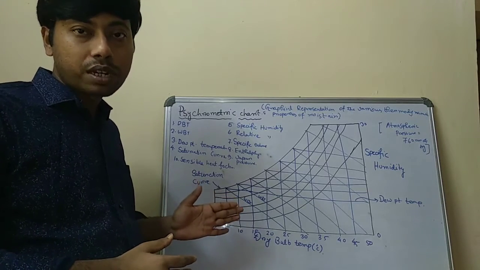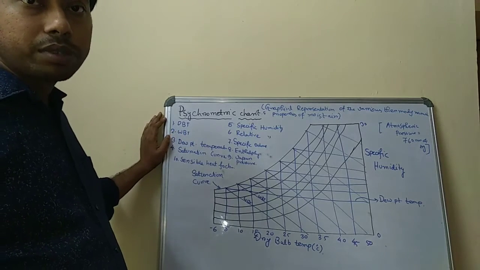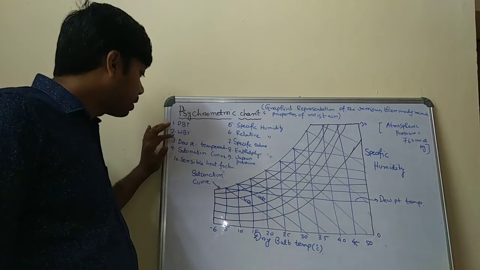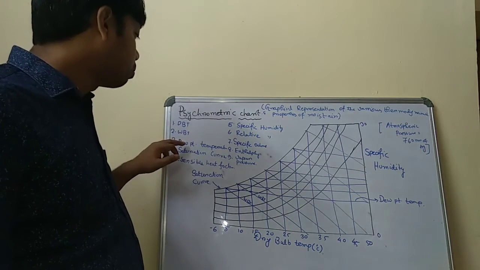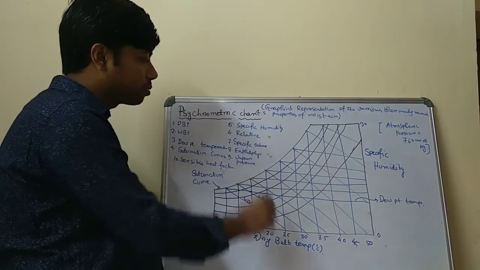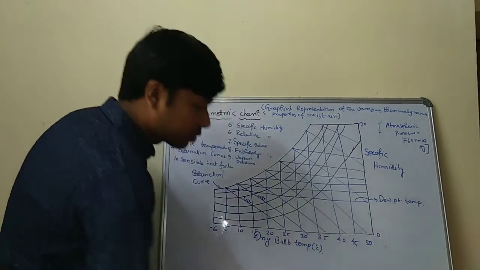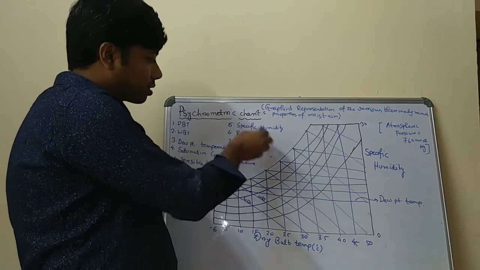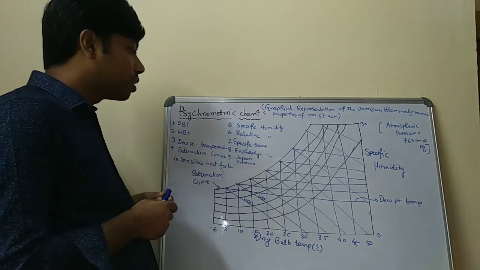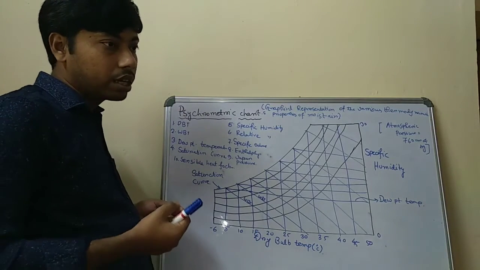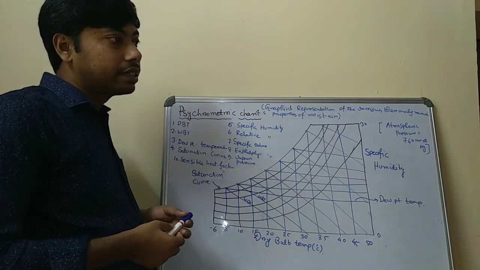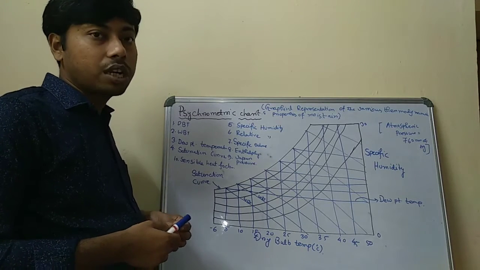Now what are the properties? They may be dry bulb temperature, wet bulb temperature, dew point temperature. I think all of you know what dry bulb, wet bulb, and dew point temperature are. Also saturation curve, sensible heat factor, specific humidity, relative humidity, specific volume, enthalpy, and vapor pressure. We already discussed dry bulb, wet bulb, and dew point. Now in this chart we will be able to easily point out the dry bulb temperature and wet bulb temperature, and we can also calculate various thermodynamic problems.